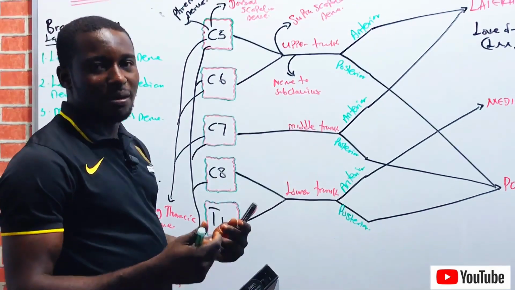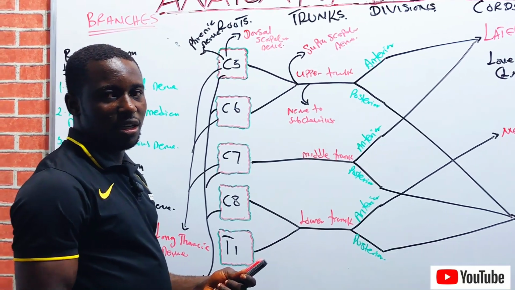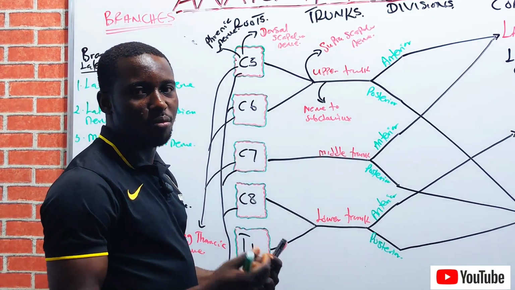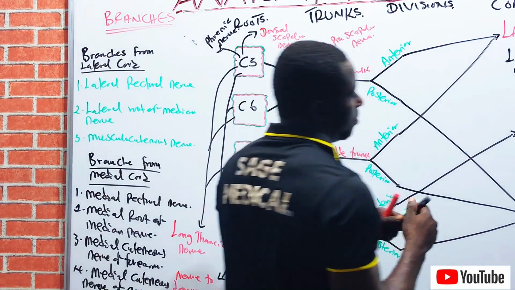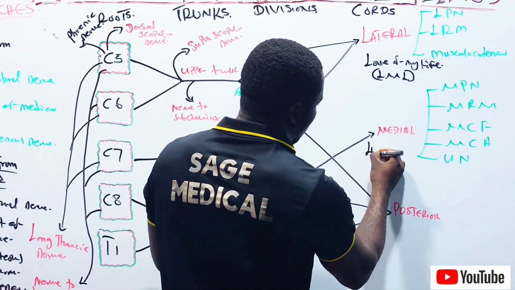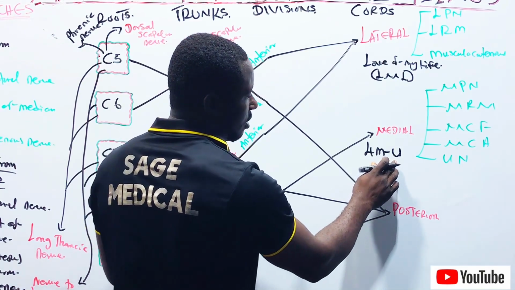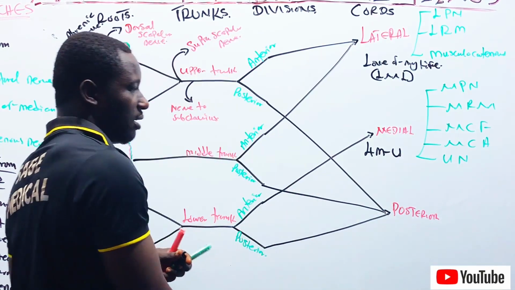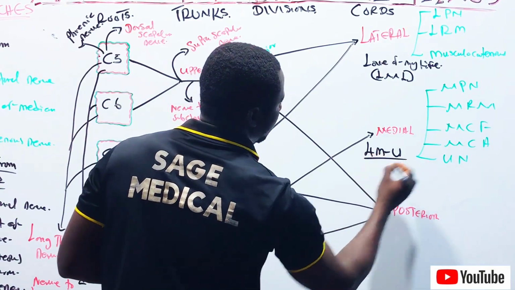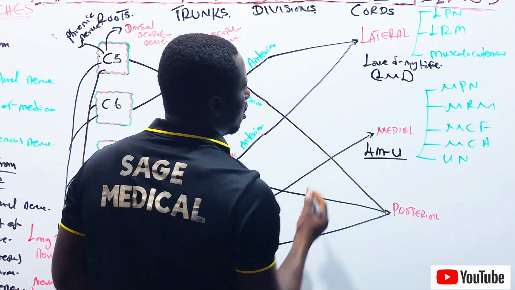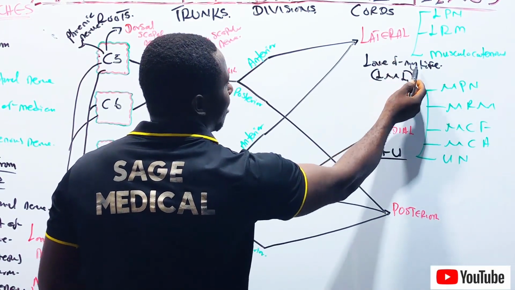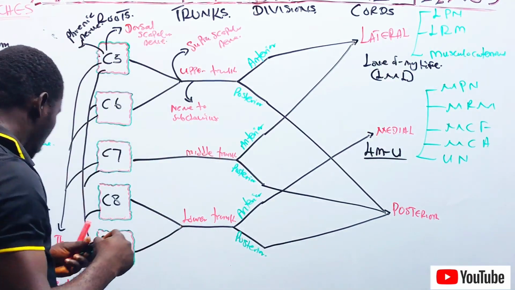I have a mnemonic, remember it. It is 4M minus U. For M, minus U. This is the mnemonic. This one is also a mnemonic: Love of my life for the lateral cord branches.